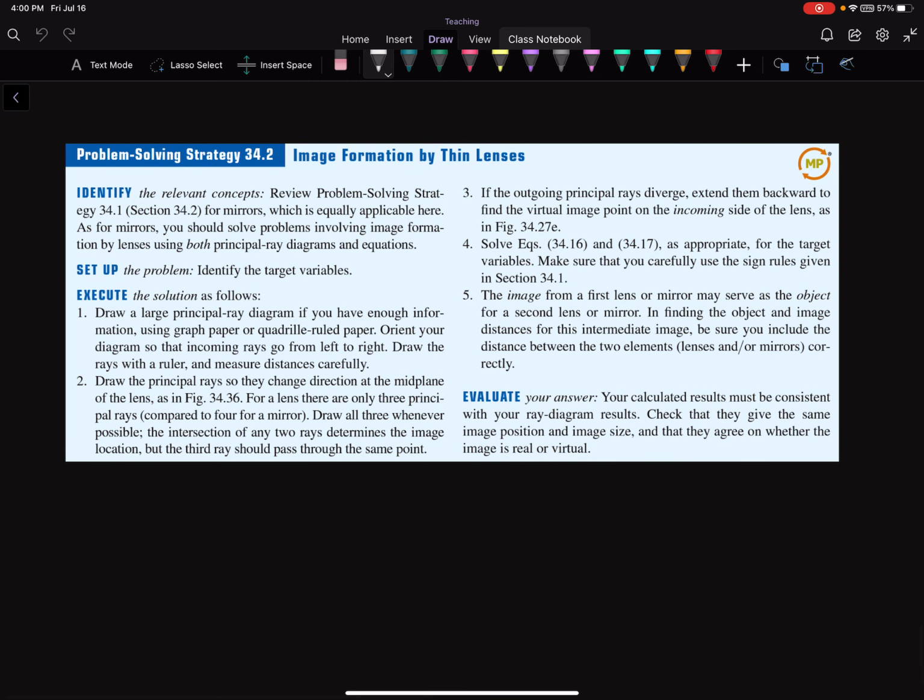They say, set up the problem by identifying the target variables. What are you trying to solve for? Execute the solution in the following steps. They recommend that you draw a large principal ray diagram. If you have enough information, use graph paper or quadrille ruled paper. Orient your diagram so the incoming rays go from left to right. Draw the rays with a ruler and measure distances carefully.